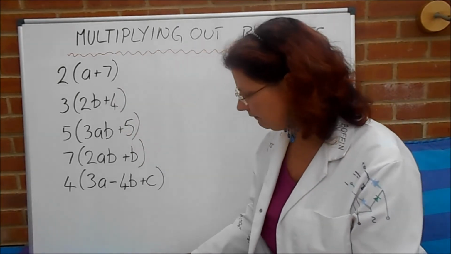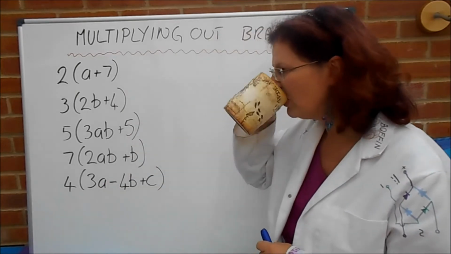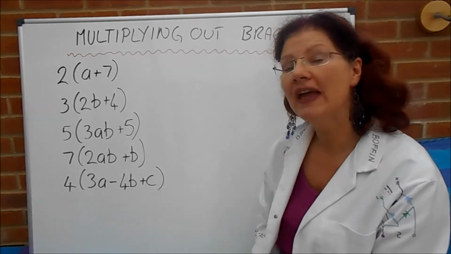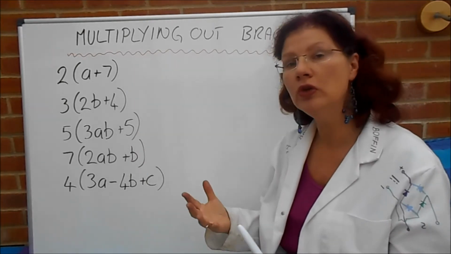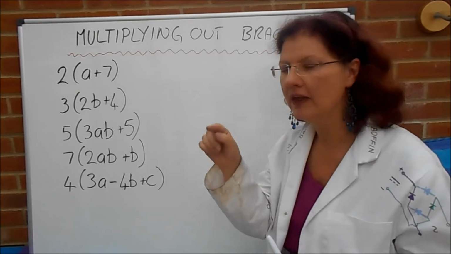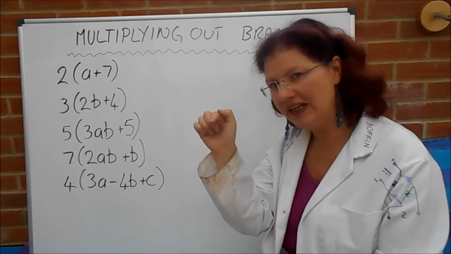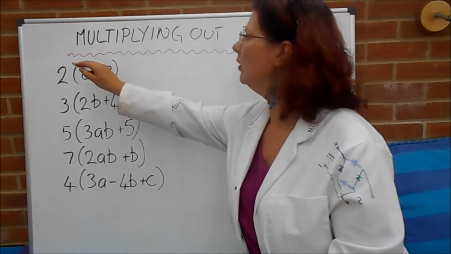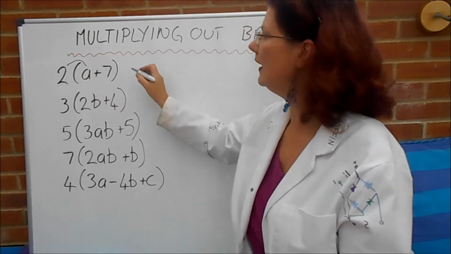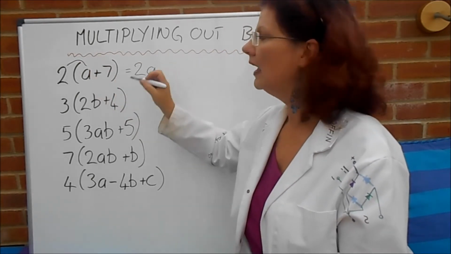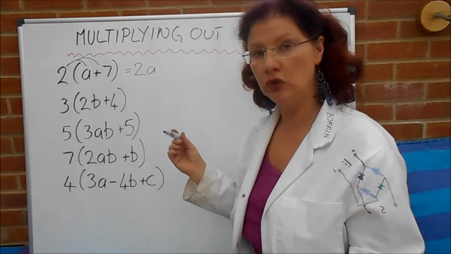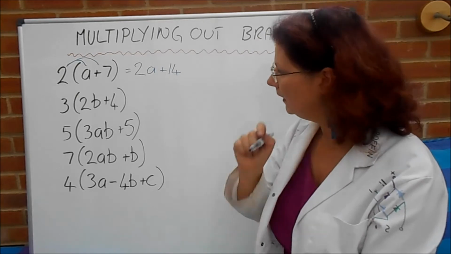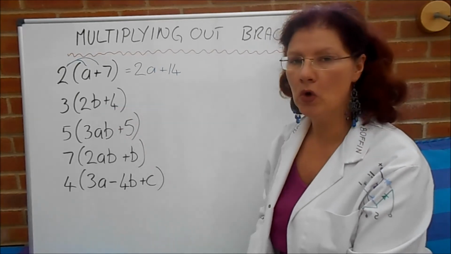So, first things first, drink of coffee. The top one. In the brackets we have a plus 7, and we've got 2 lots of that. So if you like the crisp packets, it's a crisp packet with an a and a 7 in it, and then we've got 2 of those identical. So we've got 2 lots of a plus 7. All in all, we have 2 lots of a, and we have 2 lots of 7. 2a plus 14.